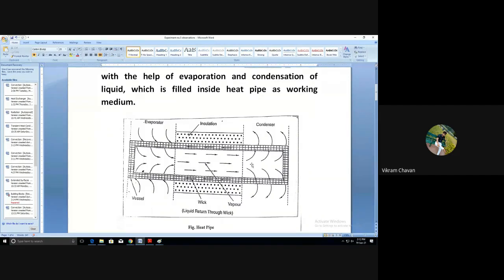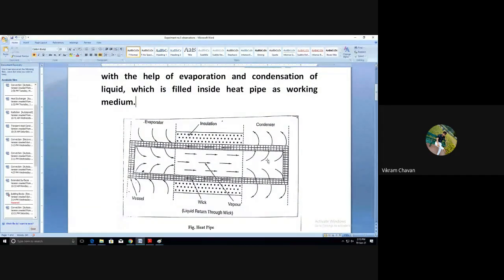Where this heat pipe will release the heat to the external environment, at that location this condenser section is placed. Now, when the vapor reaches this condenser section, due to the low temperature surrounding it, the heat will be released by the vapor fluid to the surface. Heat will be released by vapor to the surface, and the surface will release the heat to the external environment.